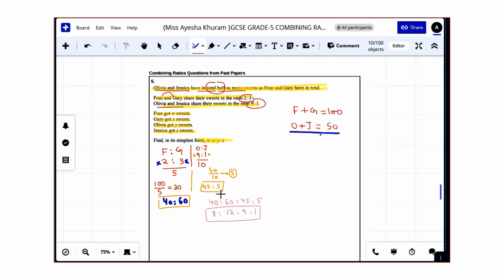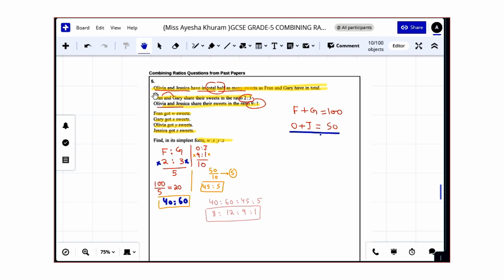So let's just conclude our question. What we did: he said that Fran and Gray have 2:3, so I write 2:3 here. Olivia and Jessica got 9:1, I write 9:1, and I just make a total: 2 plus 3 is 5, and 9 plus 1 is 10 total.